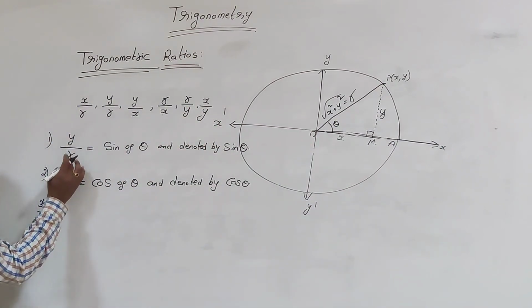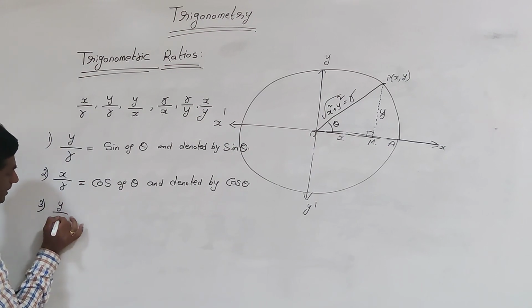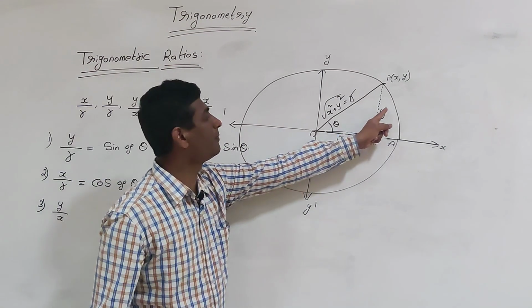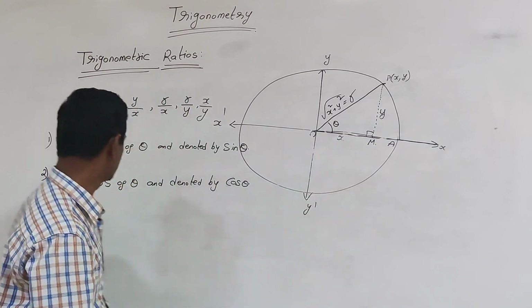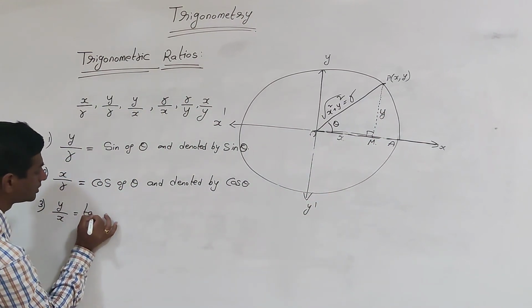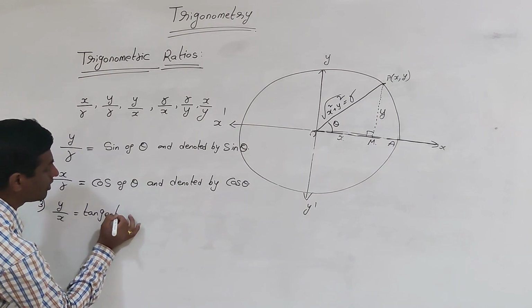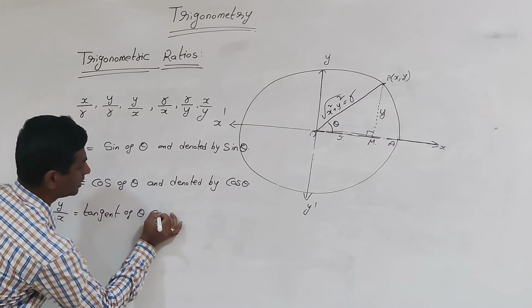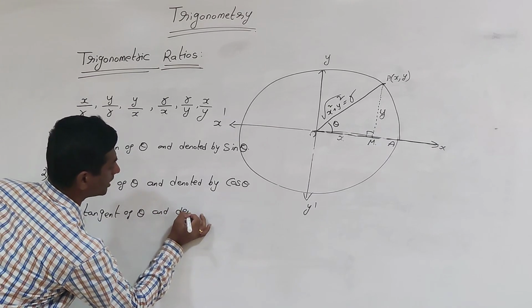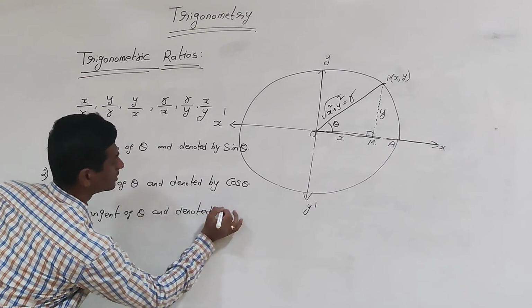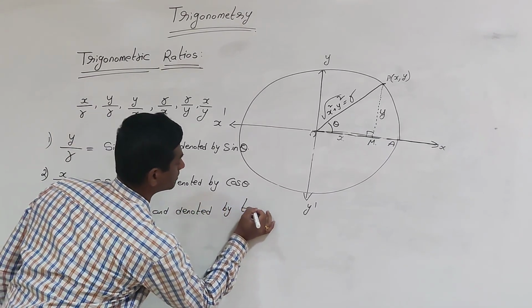Next, y by x, the ratio of the opposite side to the adjacent side, is called tangent of theta and denoted by tan theta.